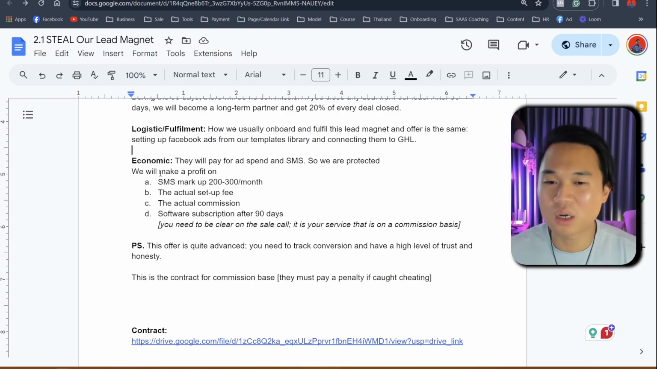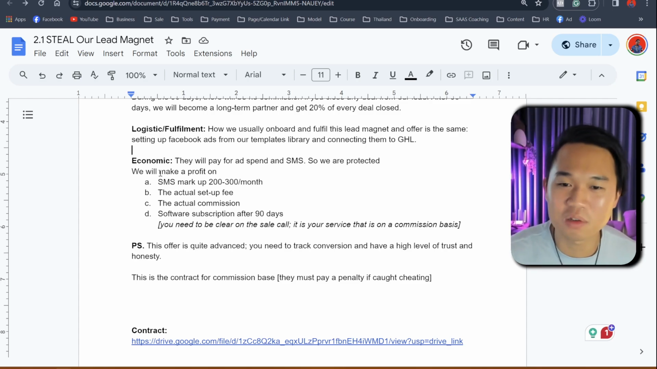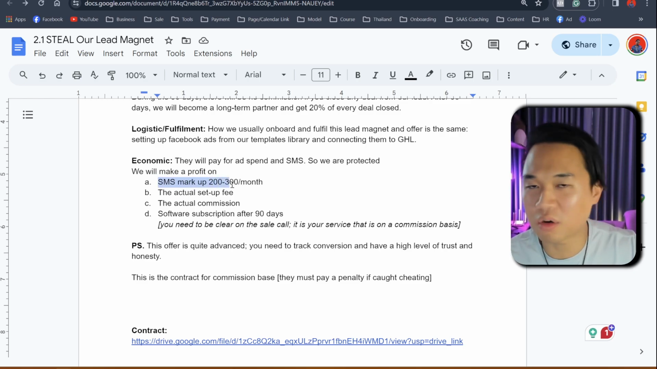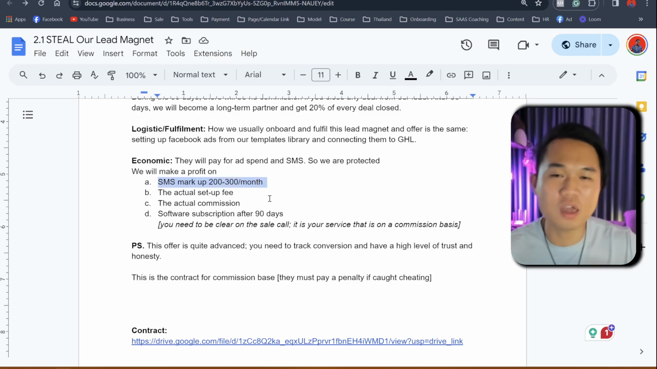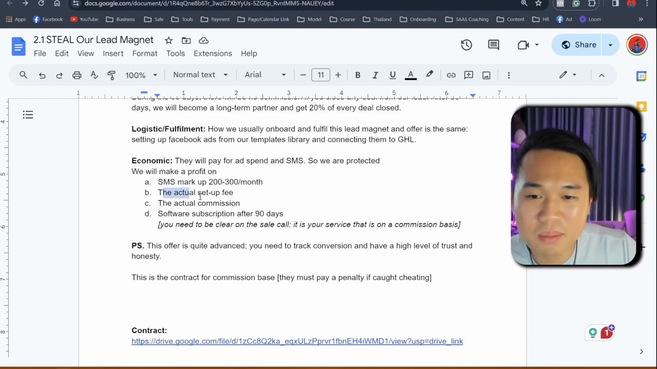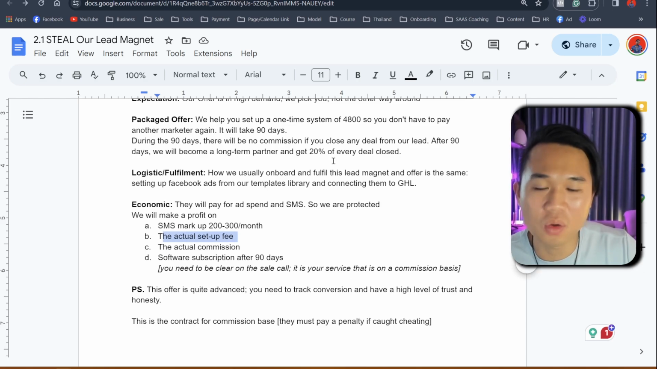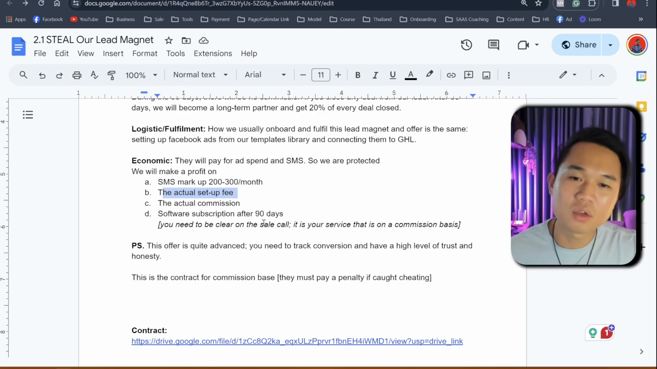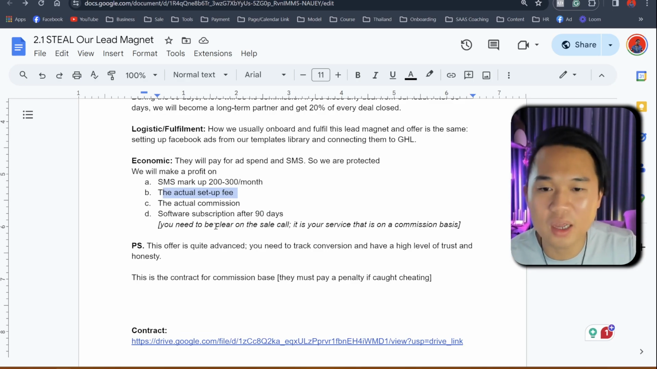When I write this down and craft it, most of my time is spent thinking about how I'm going to make money from this, because we're not running a charity, we're running a business here. We make them pay for SMS and ad spend, so we don't have to worry about that. We make a profit on the SMS markup, around 200 to 300 per month, depending on how much you mark up, like 2x, 3x, 5x, or even 10x. And you make money on the setup itself. The one-time setup is 4,800, so that's like 5K. If we onboard 4 clients, that's like 20K per month.